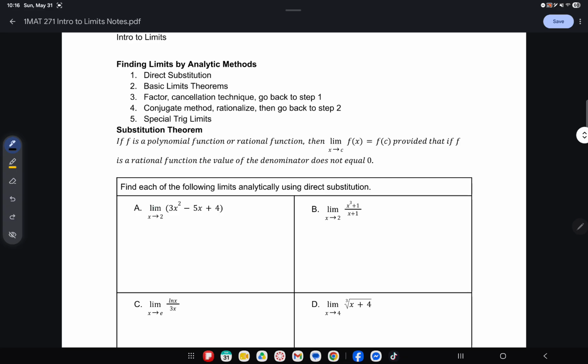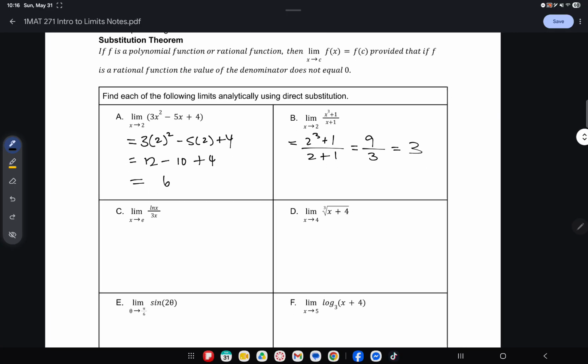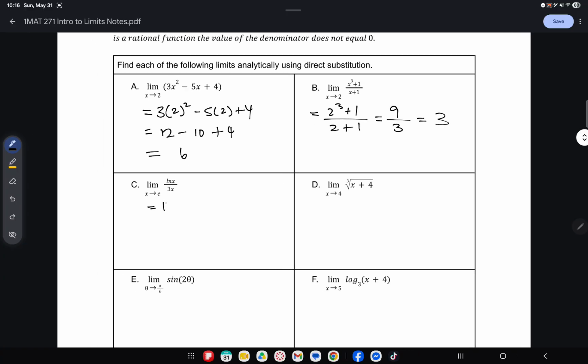So we can do a direct substitution in for a few of these. Whenever you do a direct substitution, you can drop off the limit notation because we are substituting in the value. So let's see, 4 times 3 is 12 minus 10 plus 4. So it's going to give me 6. You can do a direct substitution here too. So 2 cubed plus 1 over 2 plus 1. 8 plus 1 is 9, and 3. So 3. Substitute in e. So natural log of e over 3 times e. Natural log of e is 1. So 1 over 3e.